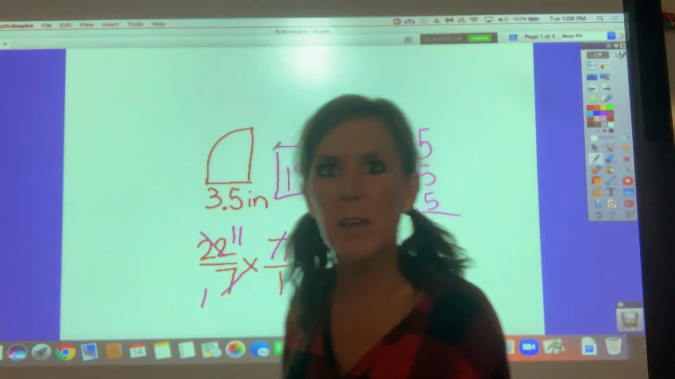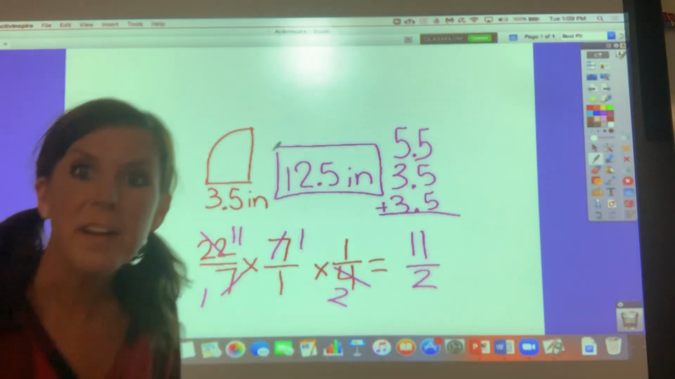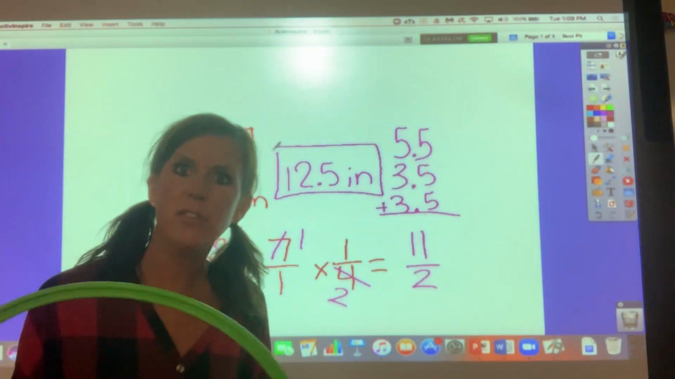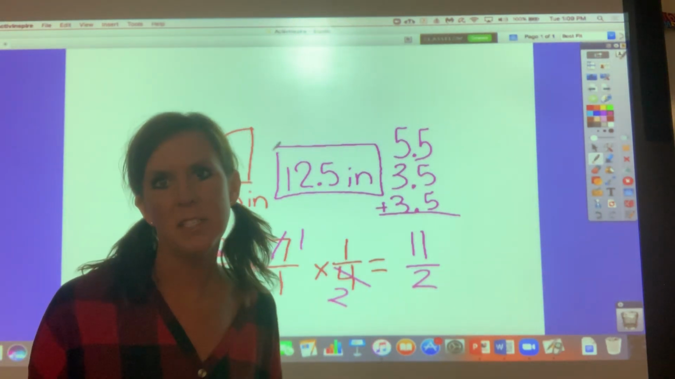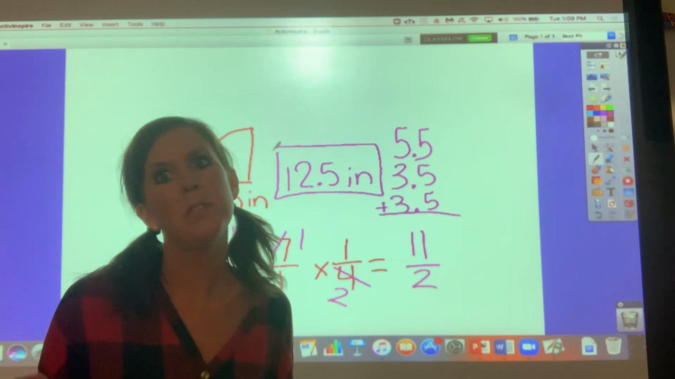So I think that's everything we need to know about finding circumference and using the circumference formula to also find the distance around semicircles and quadrants.